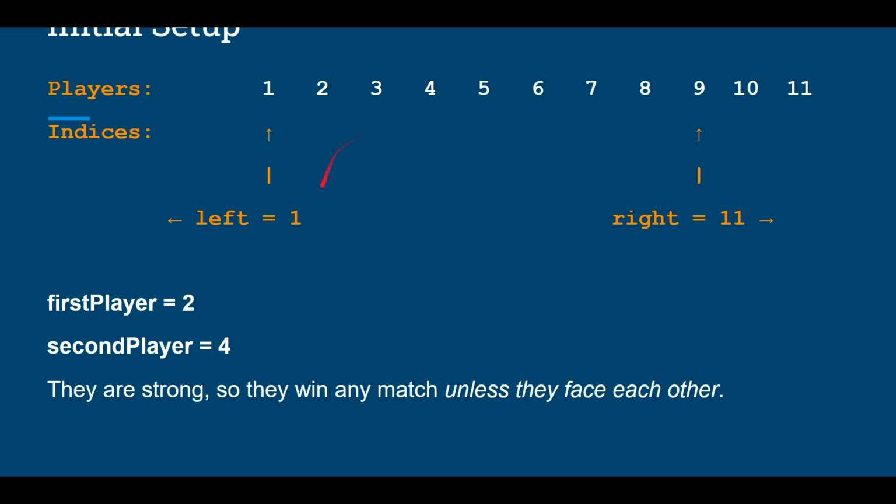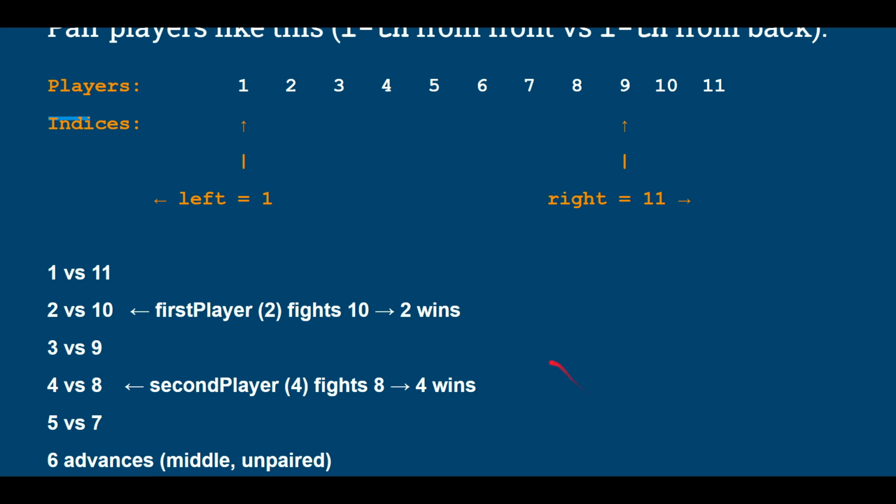written like this, right? So the very first player is here and the right player is, let's suppose, here, right? So player 2 and player 4 are the first player and the second player, and they're strong and they will win any matches unless they face each other, that we know, right? So we'll do the pairing, we know how to do the pairing, right? The ith from the front and the ith from the back. Can we say that this and this we can say? I should put here, I think, okay. So just think that I have put here, right is at 11, okay?